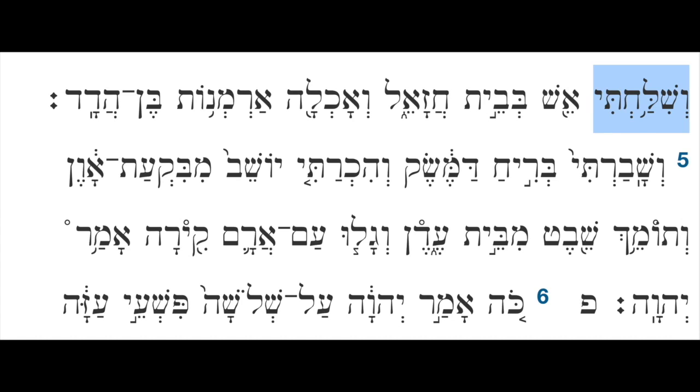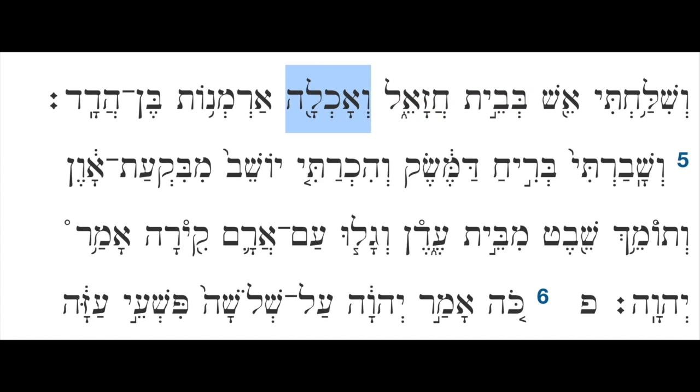translation of Vav. I will send esh, fire, bevet Chazael. We have the preposition ba, prefixed to the masculine singular construct noun, vet. The second beit does not receive a dagesh because it is preceded by a vowel, therefore it is bevet. So, in the house of Chazael, ve'achla, and it will consume.